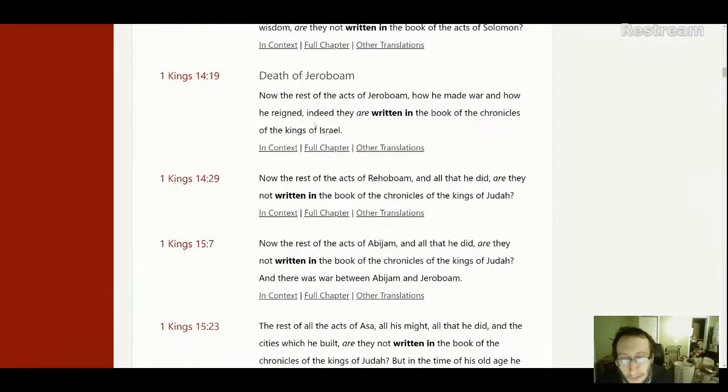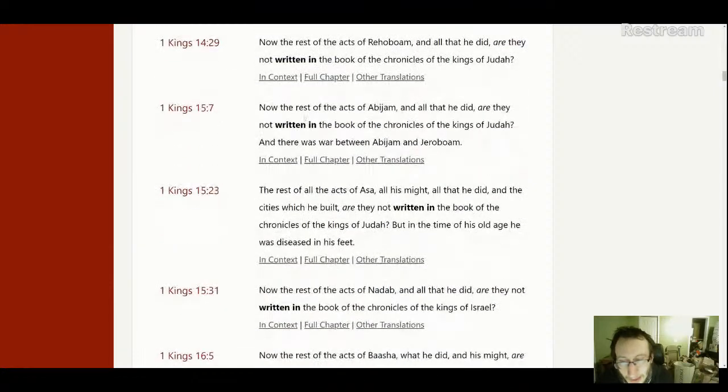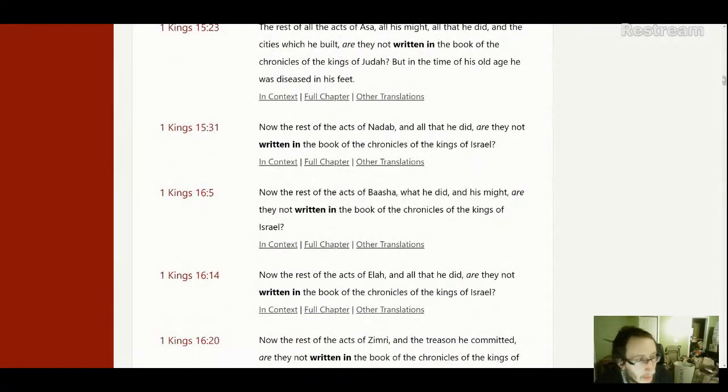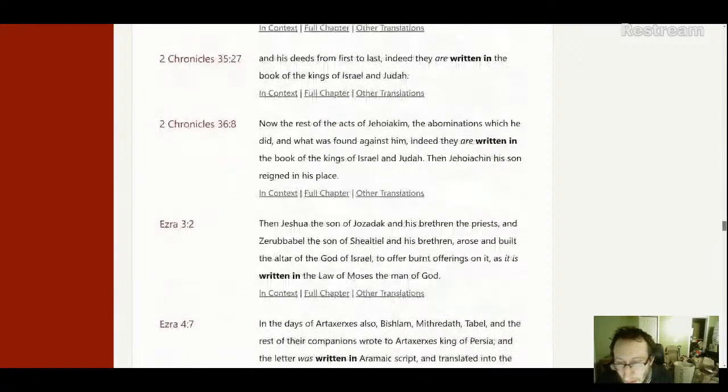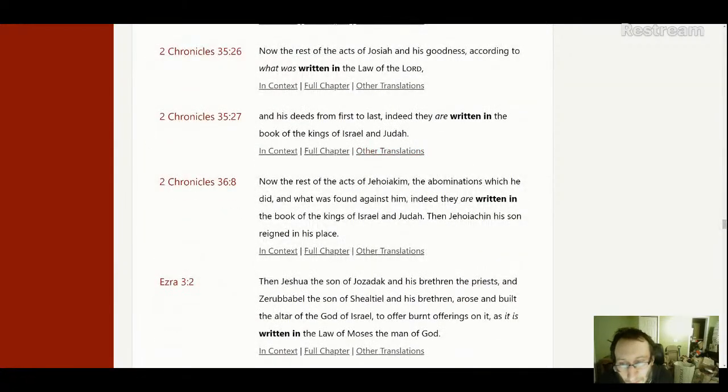But here we have the book of Kings referring to the book of the Chronicles of the Kings of Israel and the book of the Chronicles of the Kings of Judah. But 1st and 2nd Chronicles, or 2nd Chronicles, refers to what is written in the book of the Kings of Israel and Judah. So isn't that interesting? We have 3 different books referred to: the book of the Kings of Israel, the book of the Kings of Judah, and the book of the Kings of Israel and Judah. Well, you know what's interesting?